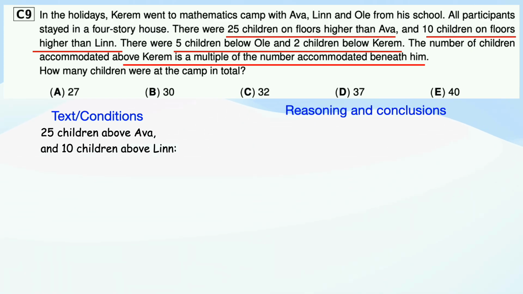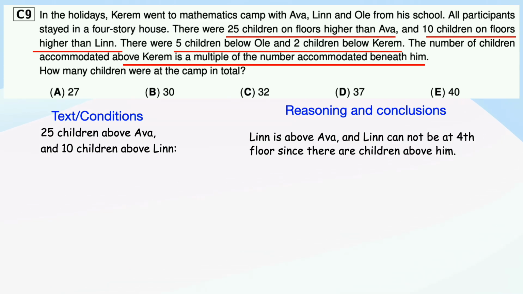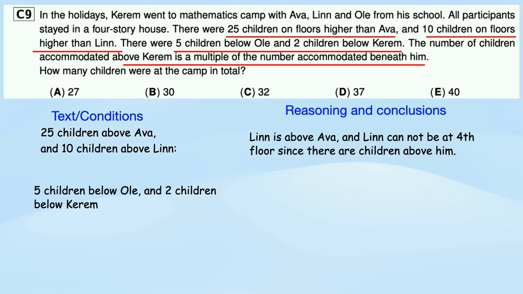What can we deduce? Clearly, Lin must be on a higher floor than Eva, and also Lin cannot be on the 4th floor because there are still children above him. So Lin is on either the 2nd or 3rd floor, and Eva on either the 1st or 2nd floor. Now let's look at the next condition.